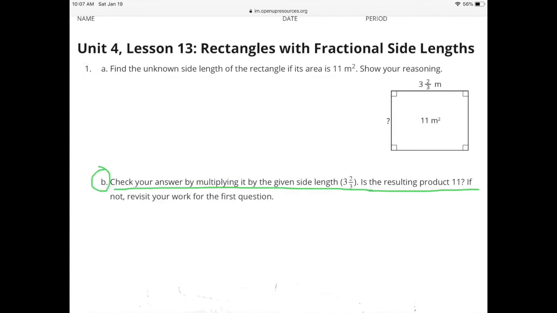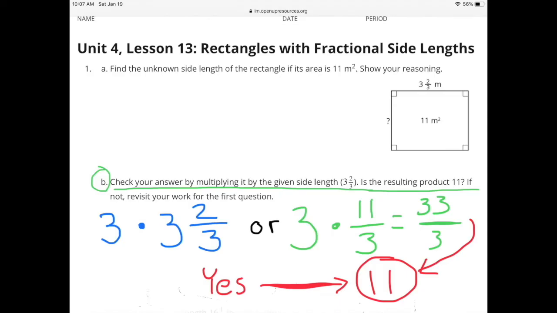The missing side length is 3 meters. B. Check your answer by multiplying it by the given side length, 3 2/3. Is the resulting product 11? If not, revisit your work for the first question. 3 times 3 2/3 is the same as 3 times 11/3, and that equals 33/3. And 33/3, or 33 divided by 3, equals 11. So yes, the product is 11.